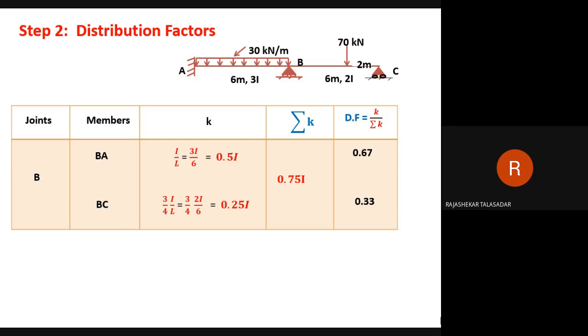Okay, here what is observed is only the extreme end. If the extreme end is fixed, the K is I by L. If the extreme end is simply supported, roller or hinged, it will be 3/4 of I by L. This is to be borne in mind. And earlier BC was also fixed, so there also we have taken just I by L only. But this is a different thing you need to observe.